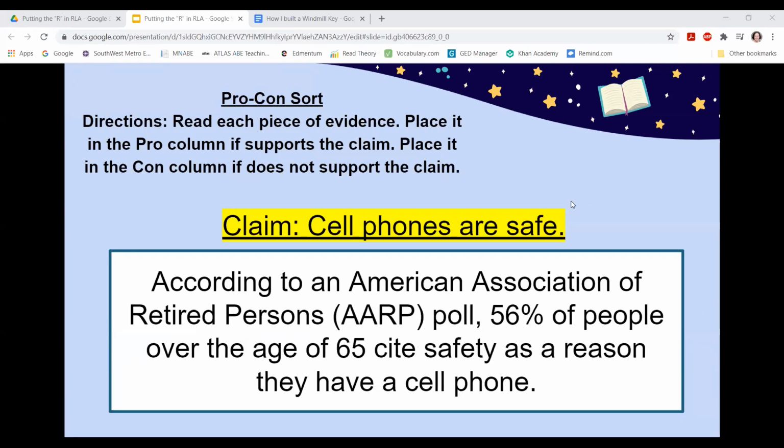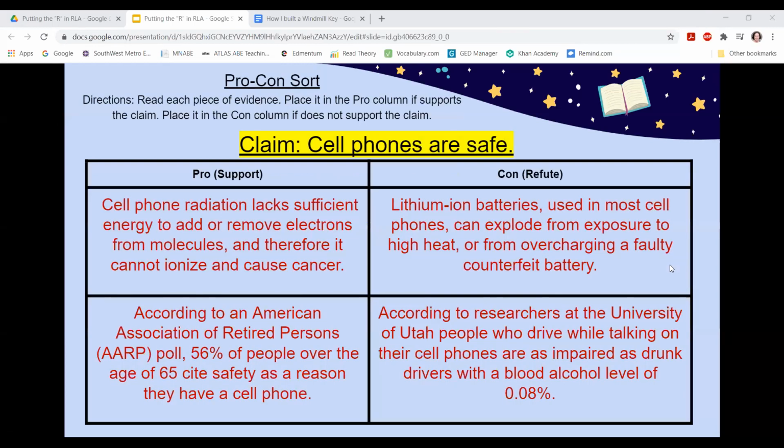One more piece of evidence on that claim. And then this is how I sorted them. Okay, so if you want that feedback, you have it.